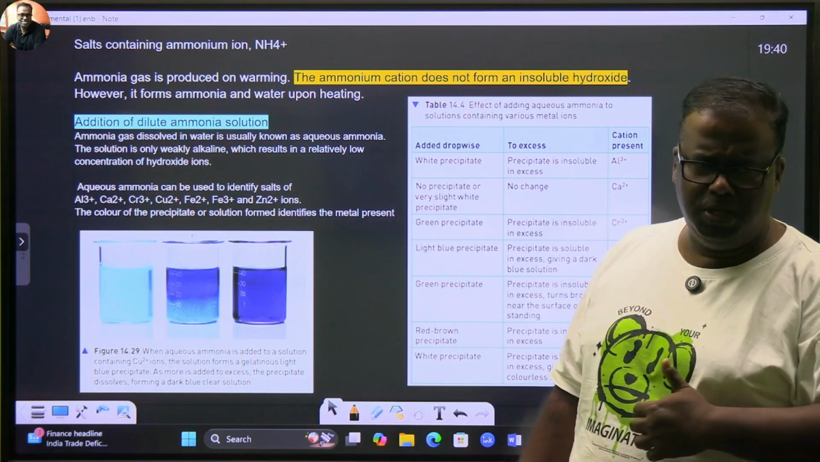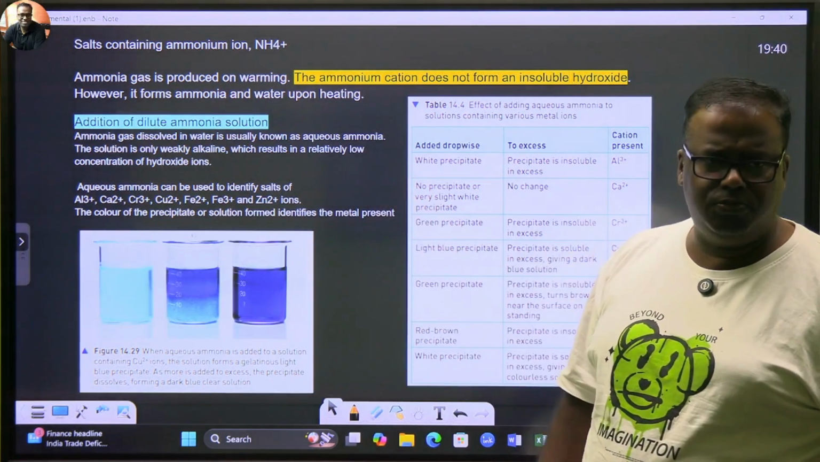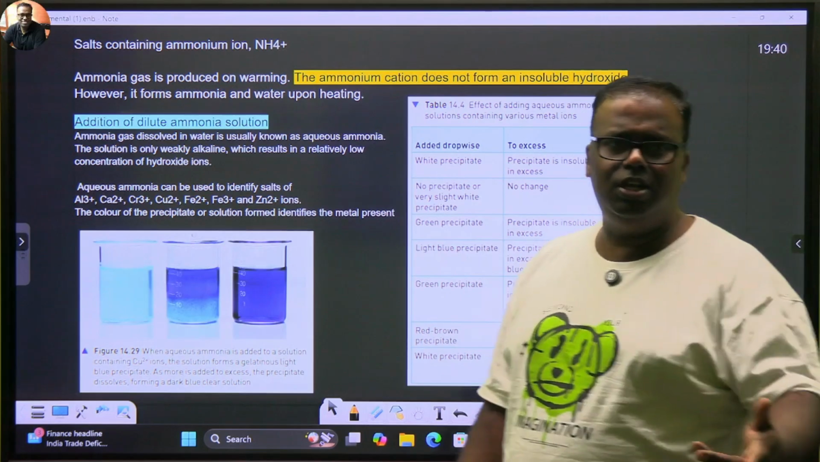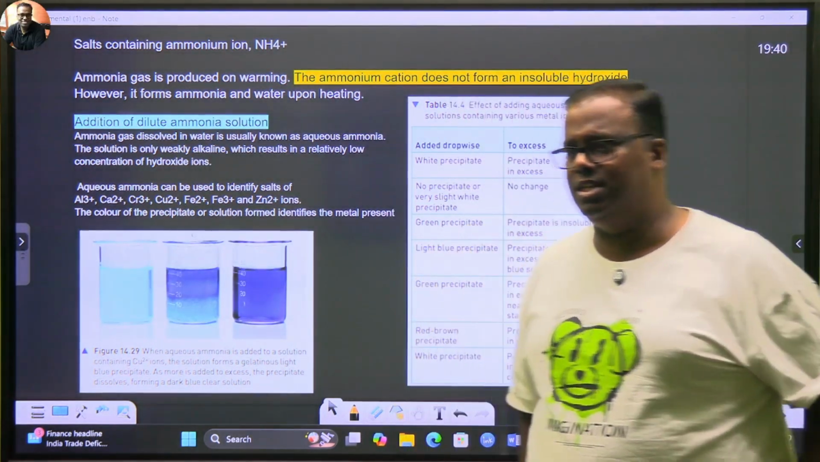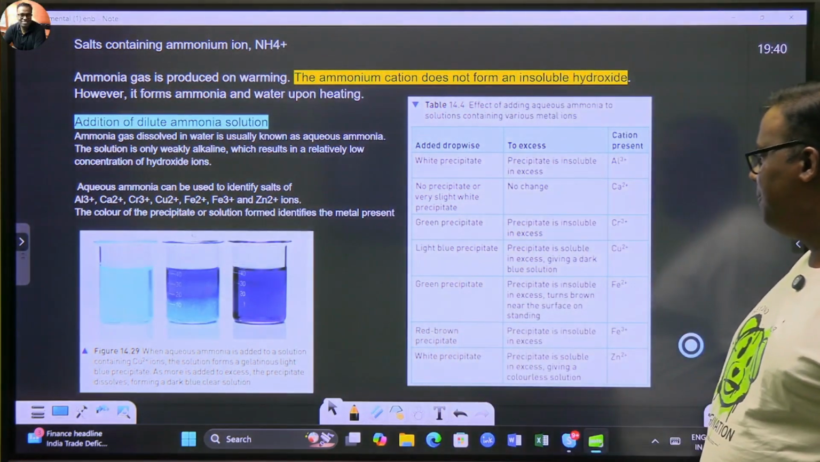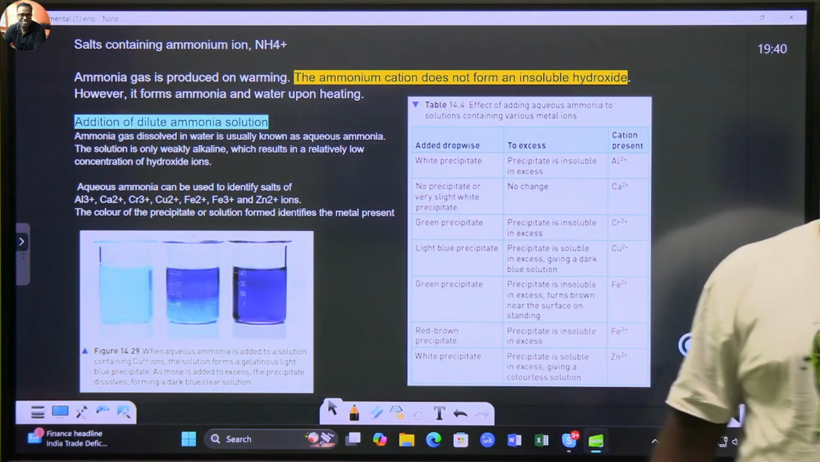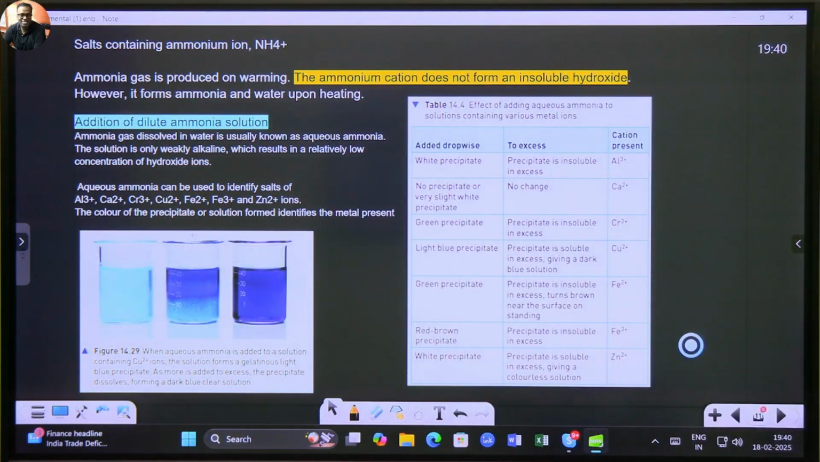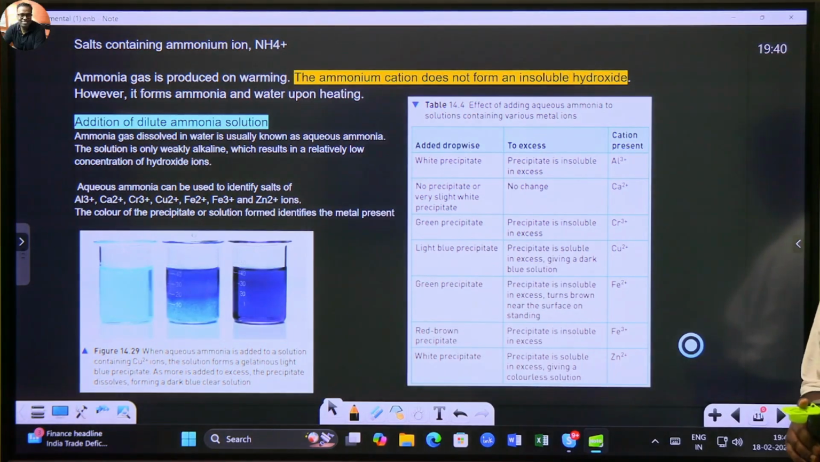And then for your peace of mind, you can also do a little bit of sodium hydroxide. You still get a blue precipitate which is insoluble in excess. Clear? Right. So what all have we covered so far? Aluminium, then calcium, then chromium, then copper. Okay, our next one was green.